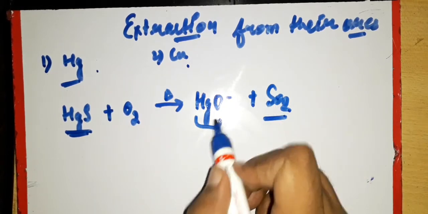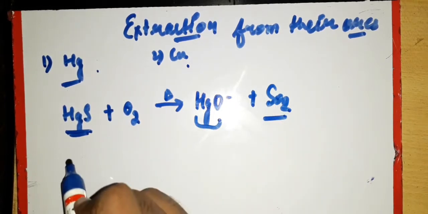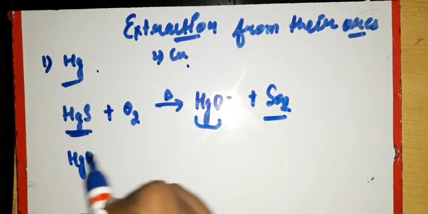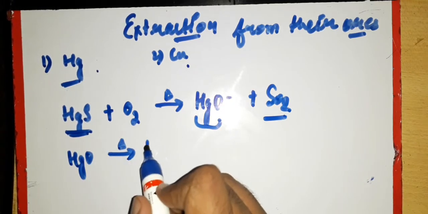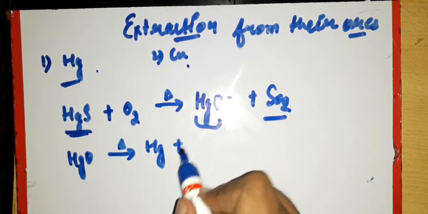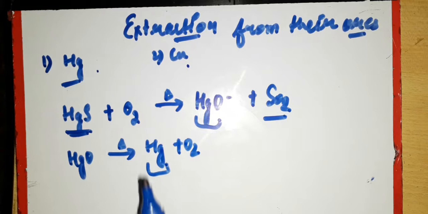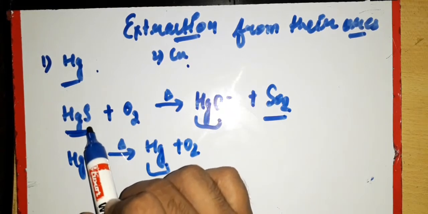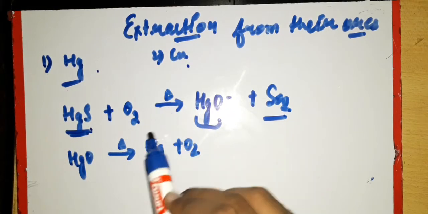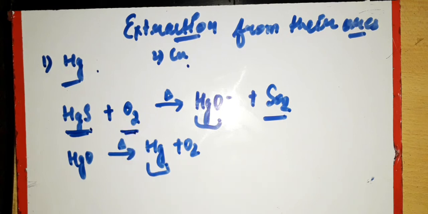But still we can see that mercury is not separated out. So mercury oxide is now heated again and it becomes Hg plus O2. Right. So this mercury we separated. So the very first process to understand is, if there is a sulfide, roasting is to be done. What is roasting? Heating in presence of oxygen. This is the very first thing to be understood.